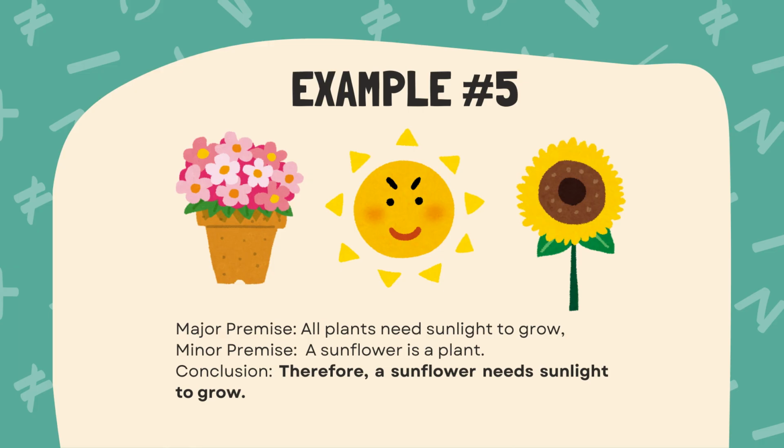Example number 5. The major premise is all plants need sunlight to grow. Next, the minor premise, a sunflower is a plant. Therefore, a sunflower needs sunlight to grow. So, being a plant, a sunflower shares the same requirement as all other plants, which is the need for sunlight.